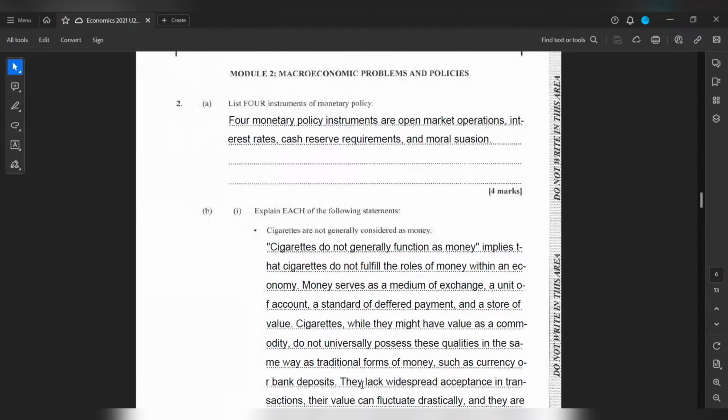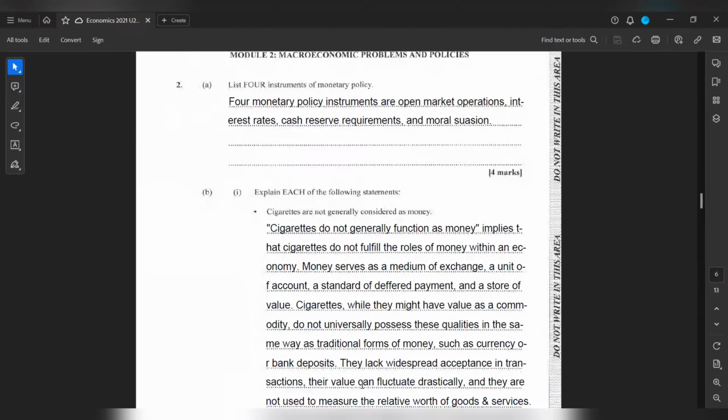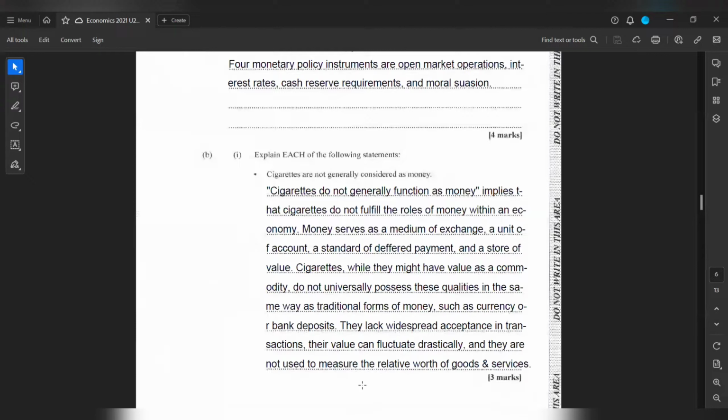This implies that cigarettes do not fulfill the roles of money within an economy. Money serves as a medium of exchange, a unit of account, a standard of deferred payment, and a store of value. Cigarettes, while they might have value as a commodity, do not universally possess these qualities in the same way as traditional forms of money, such as currency or bank deposits. They lack widespread acceptance in transactions, their value can fluctuate drastically, and they are not used to measure the relative worth of goods and services.